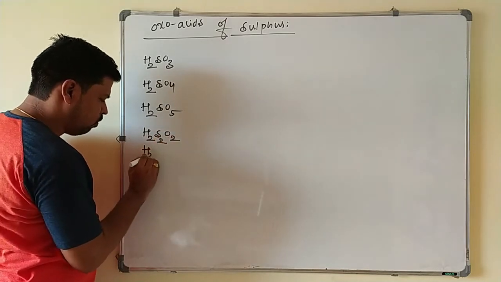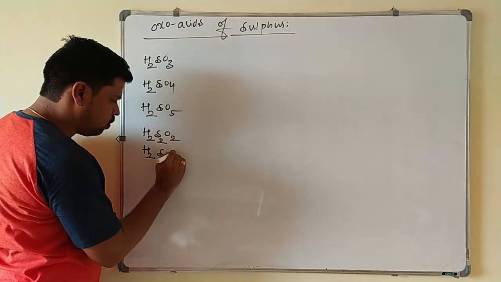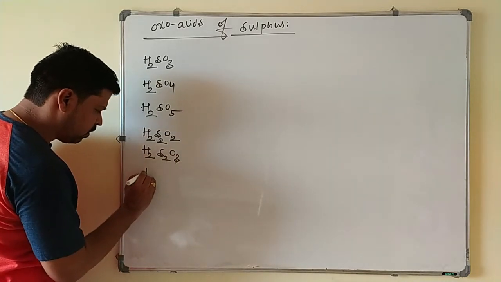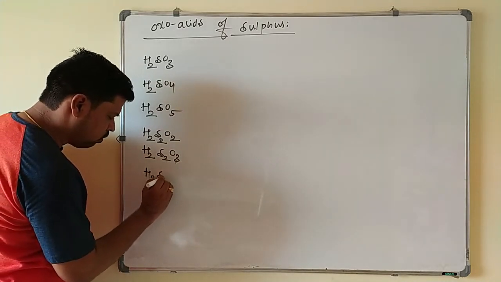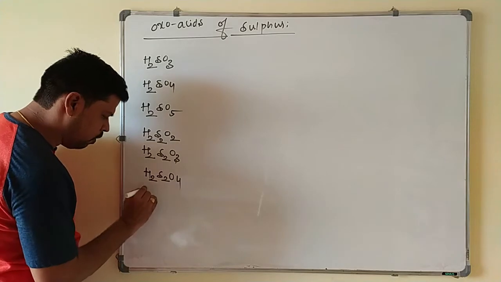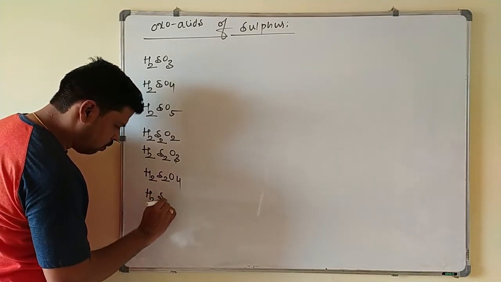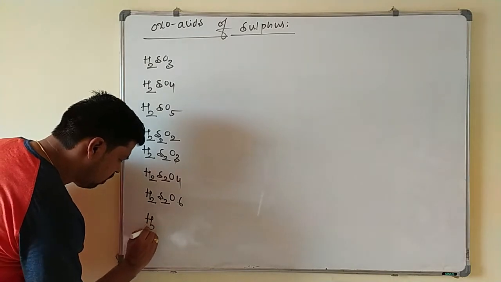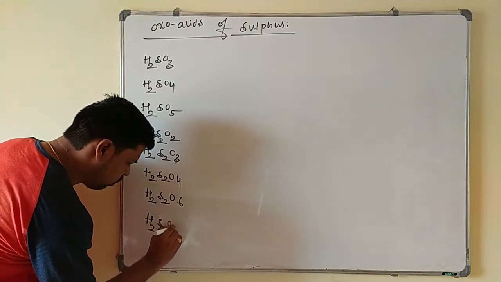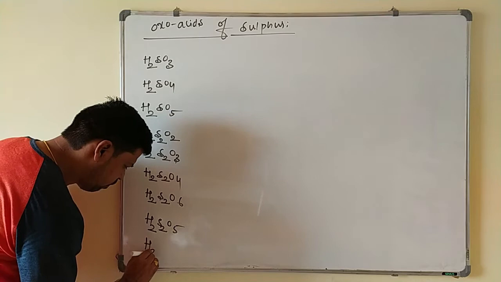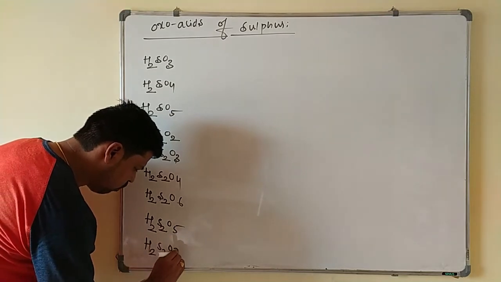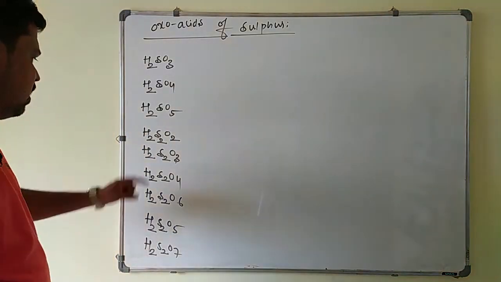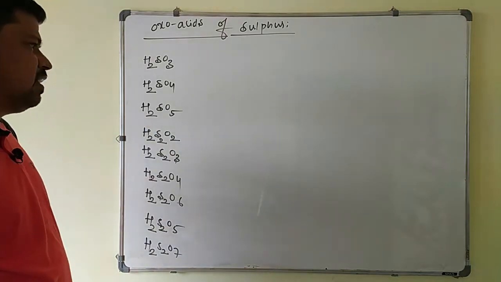H2S2O2, H2S2O3. Next one, H2S2O4, H2S2O6, H2S2O5, H2S2O7. Okay, still two more are there. First we will discuss these things.